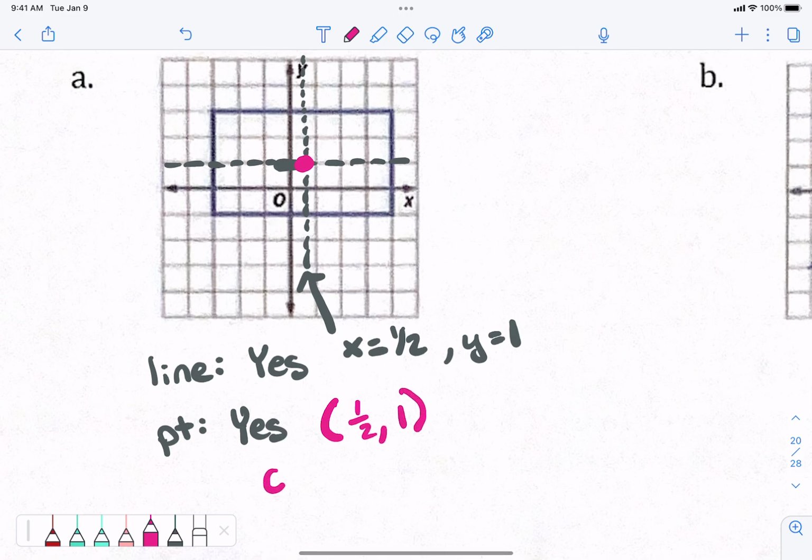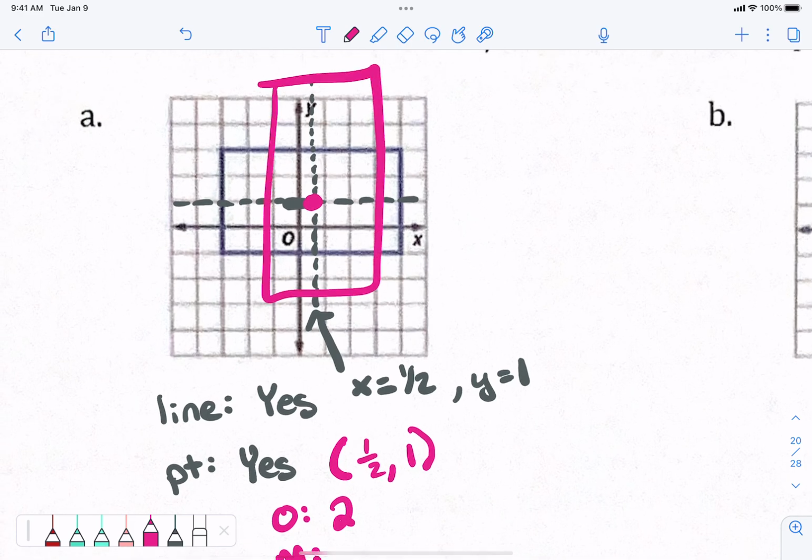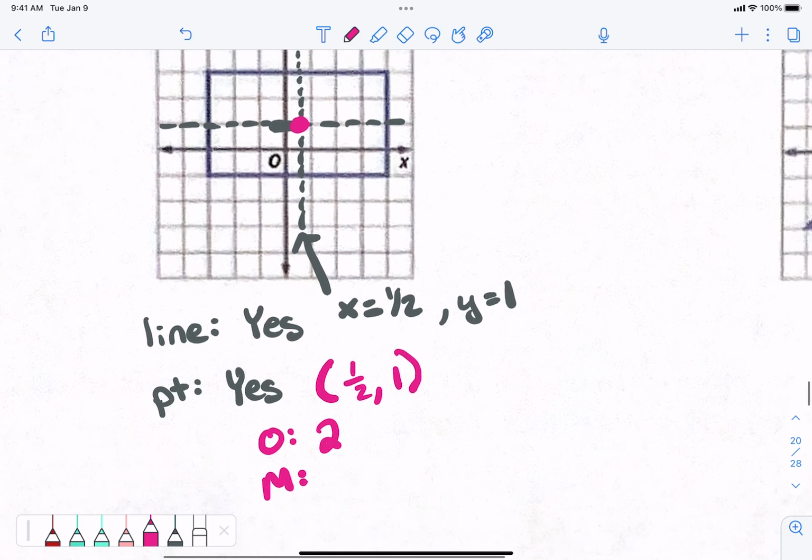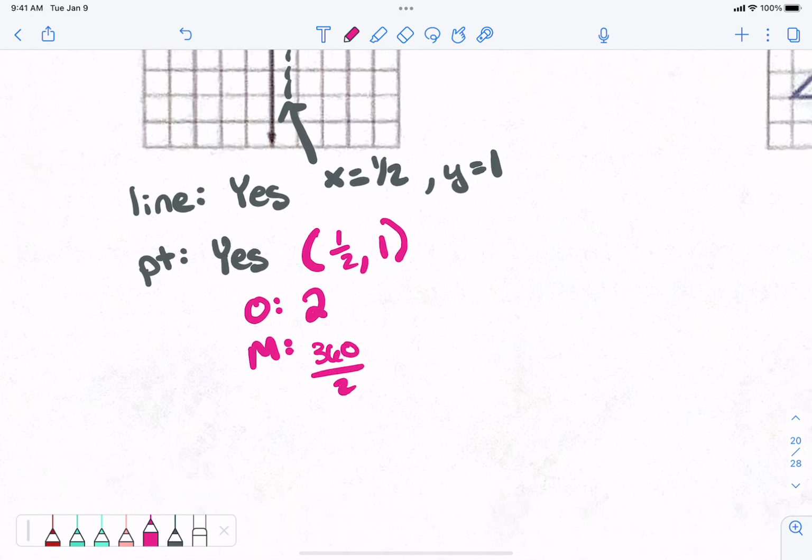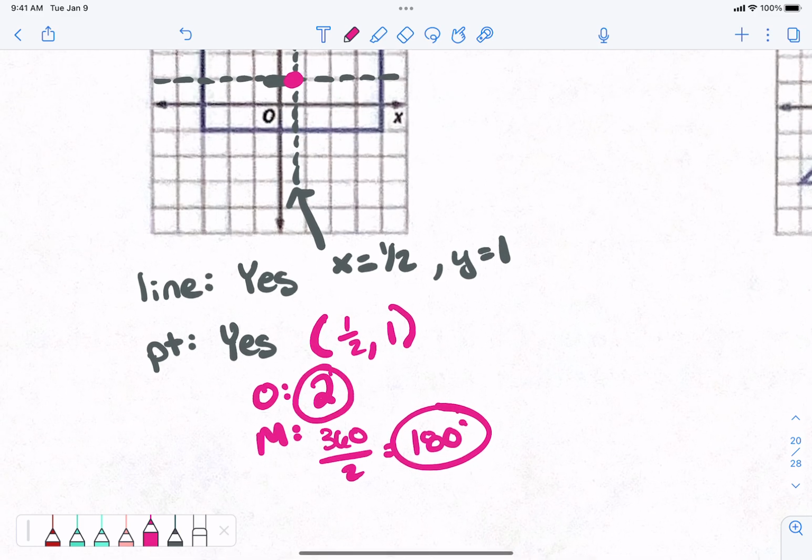Now, let's talk about the order and the magnitude. How many times can I rotate him and have him land on top of himself? Two. If I rotate him just 90 degrees, he'll be like this. But if I flip him again, 180 degrees, he'll be on top of himself. So the magnitude is 360 divided by 2. I have to rotate him completely upside down before he lands on top of himself. I can't just rotate him 90 degrees. You see how that works? So this was a scenario where he had line symmetry and point symmetry. Let's see if he does in this next one.